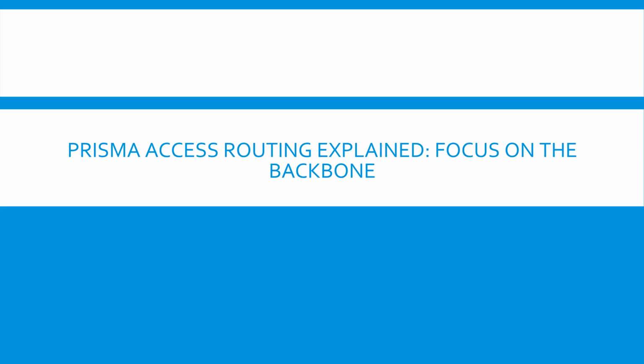Welcome to our training video on Prisma Access Routing, specifically focusing on the backbone. Prisma Access is a key component of a Secure Access Service Edge, or SASE, architecture. Understanding how traffic moves within this cloud service is essential for effective security and performance. Let's start with the basics of Prisma Access Routing.